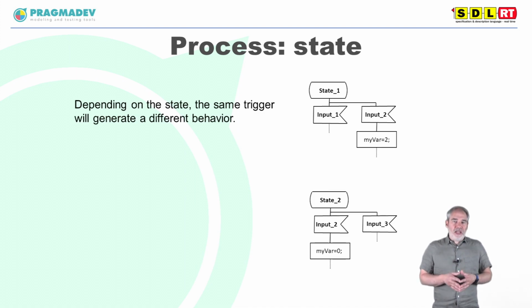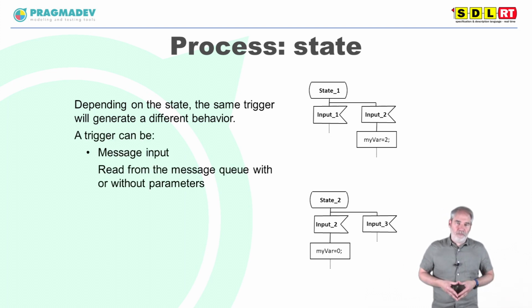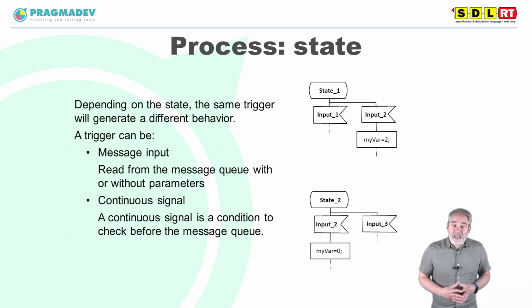The key aspect of the state machine is that the same input might not produce the same effect depending on the state it is in. In this example, if the input 2 is received while in state 1, the variable myVar will be set to 2, but if it is received while in state 2, the variable myVar will be set to 0. Please note, a transition can be triggered by a message, but it can also be triggered by a continuous signal, and we will detail this in a few minutes.